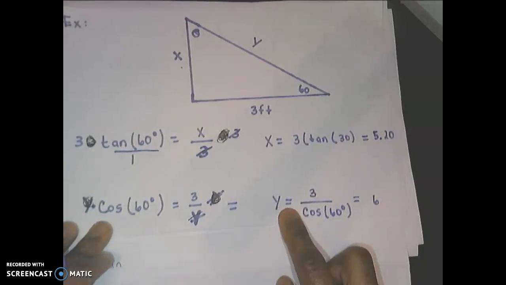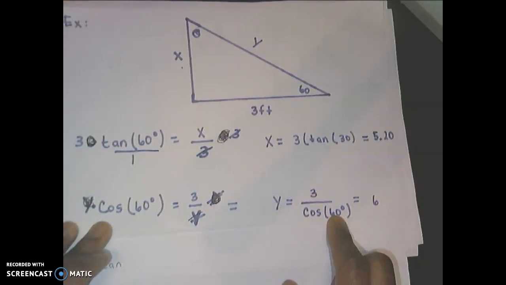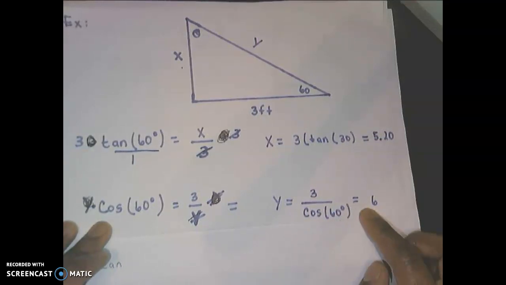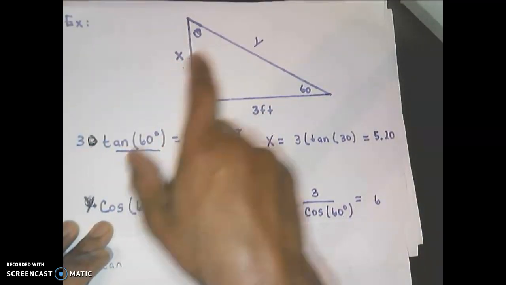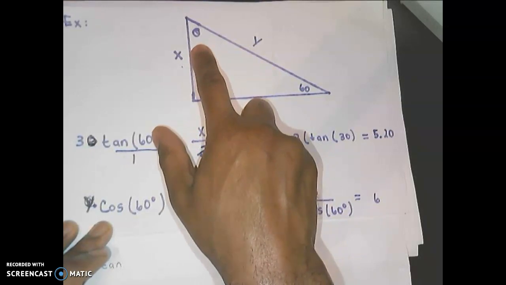So that's how I get y is equal to 3 divided by the cosine of 60, which is going to be equal to 6. So we found the two missing sides of this right triangle, x and y. Next, we want to find out what this missing angle is.